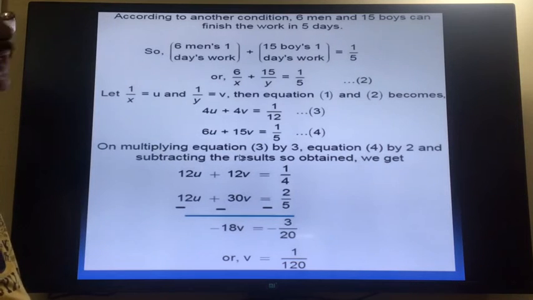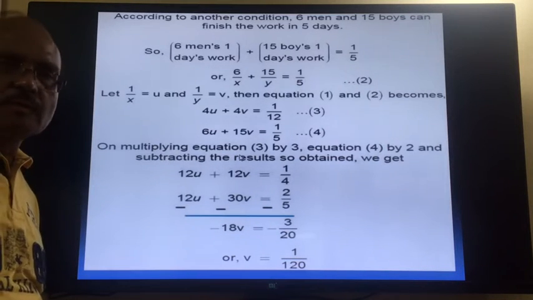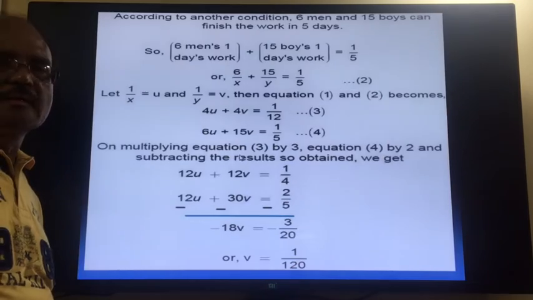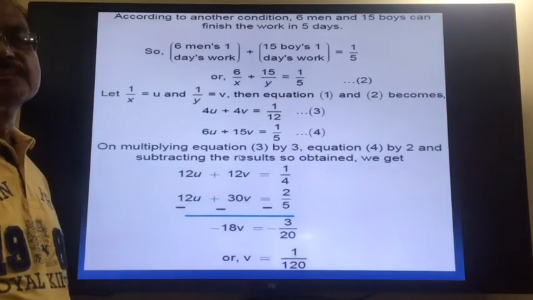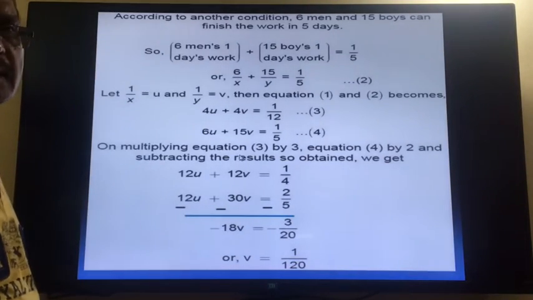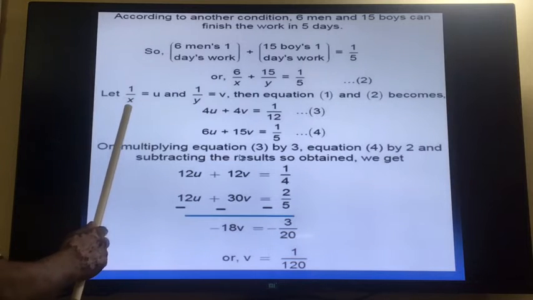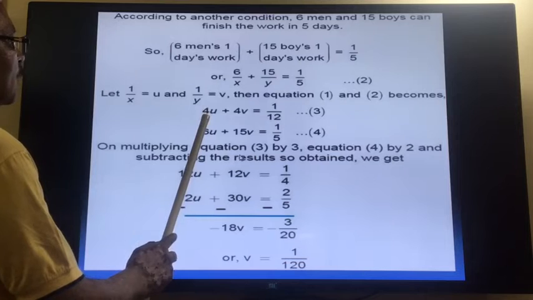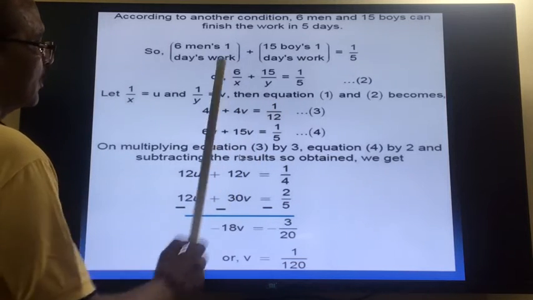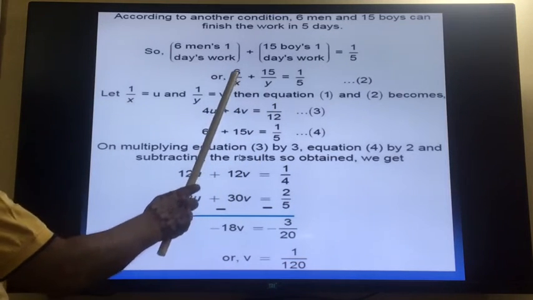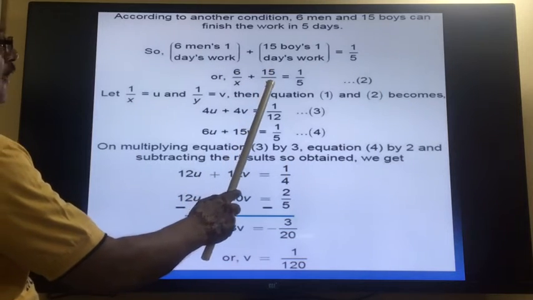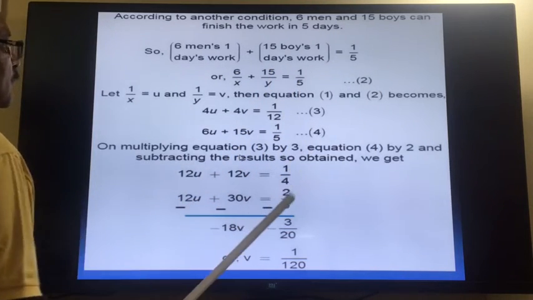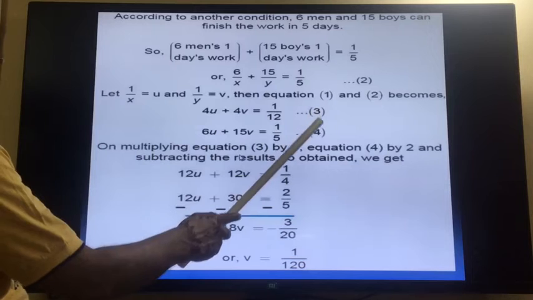So we got both the equations, and in both equations we observe x and y are in the denominator. So these are not linear equations. To convert them into linear, we will suppose 1 upon x is equal to u and 1 upon y is equal to v. So the first equation will be 4u plus 4v is equal to 1 upon 12, and the second equation will be 6u plus 15v is equal to 1 upon 5. These are equations number 3 and 4.